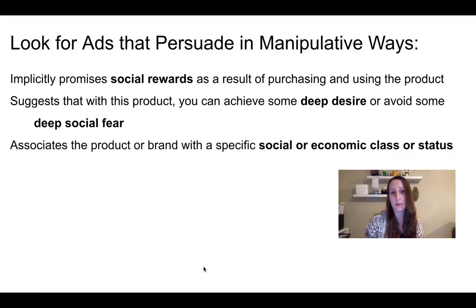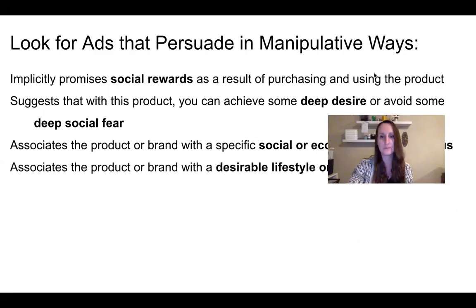Associates the product or brand with a specific class or status. So on the one hand, you have ads that appeal to classiness. On the other hand, you have ads or brands that associate themselves with a down home type of status. And almost every product does one of these two things. So we will always be looking at social class as we're analyzing these ads.